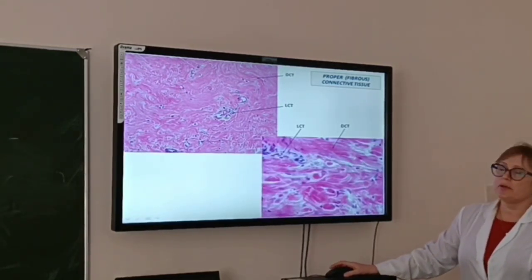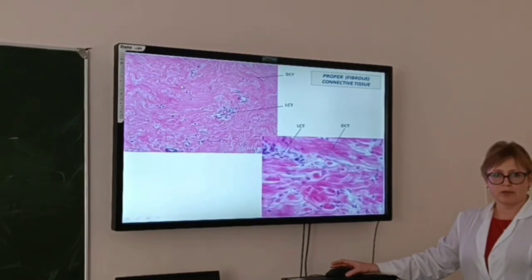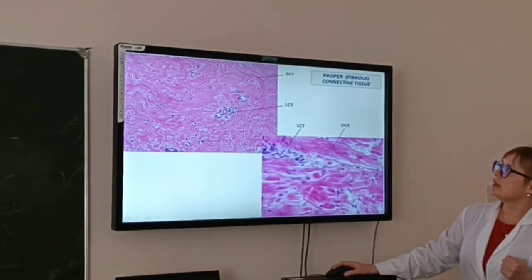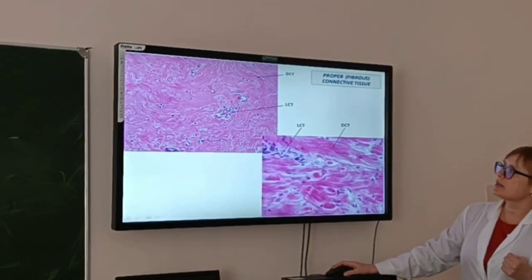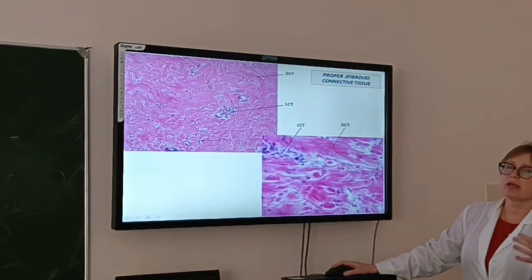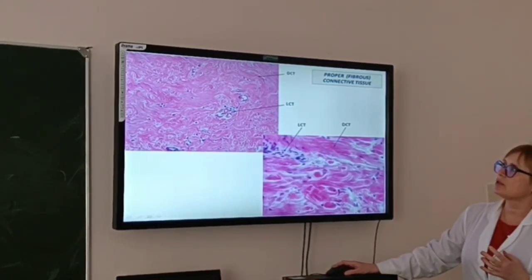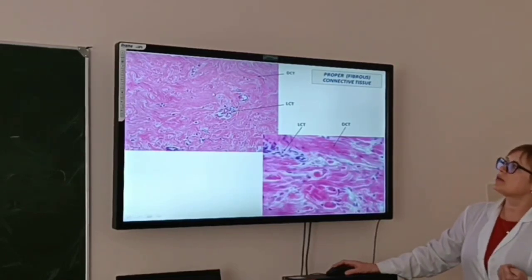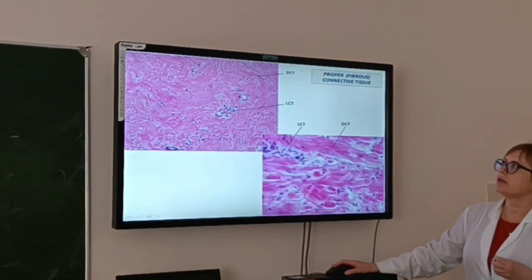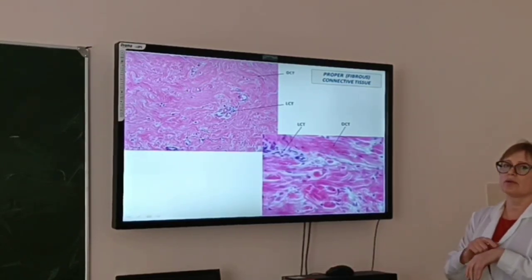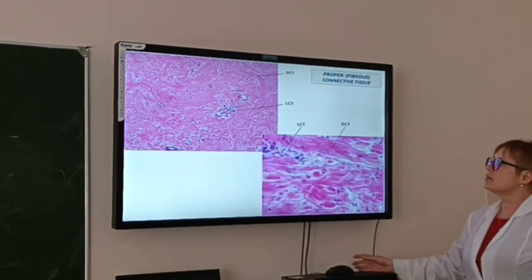We finish with the characteristic of loose connective tissue. Now let's look at the dense connective tissue. The main elements of dense tissue, as we said, will be collagen fibers. Collagen fibers form bundles. We can see bundles of collagen fibers very clearly. And because the bundles go in different directions, this will be irregular dense connective tissue, which can be found, for example, in the skin.